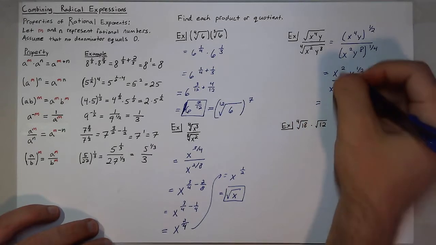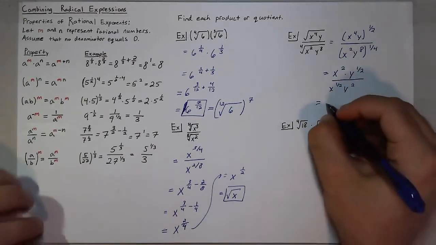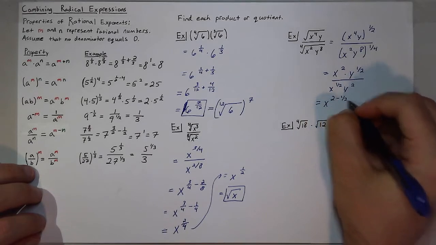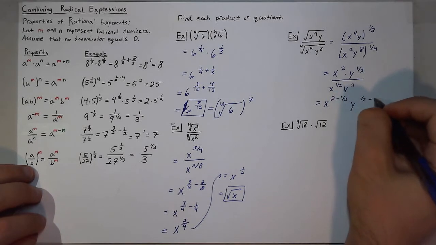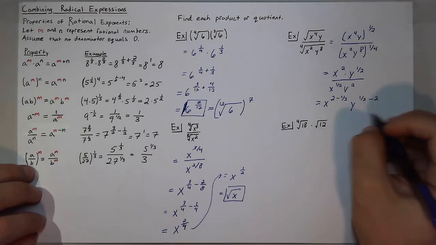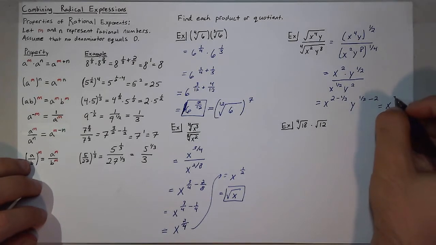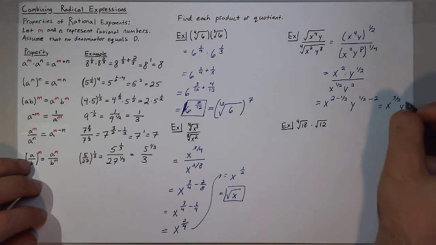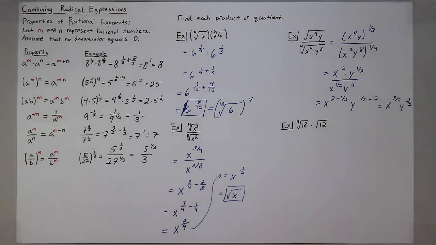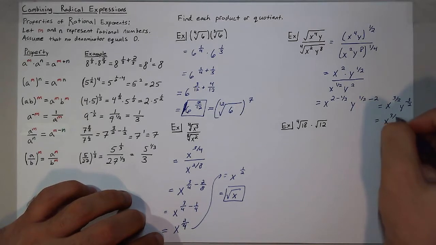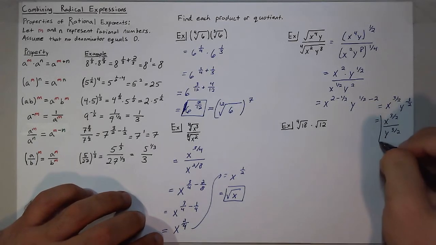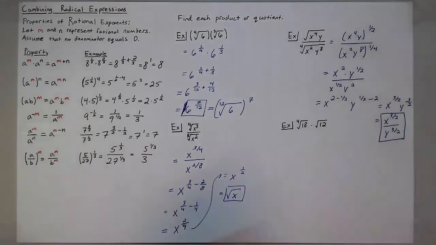And to combine these, I'm dividing, so I'm going to subtract their exponents. So you'll have x to the 2 minus 1/2 times y to the 1/2 minus 2, which will give me x to the 3/2 times y to the negative 3/2, which can be rewritten as x to the 3/2 divided by y to the 3/2. So now you've combined them.